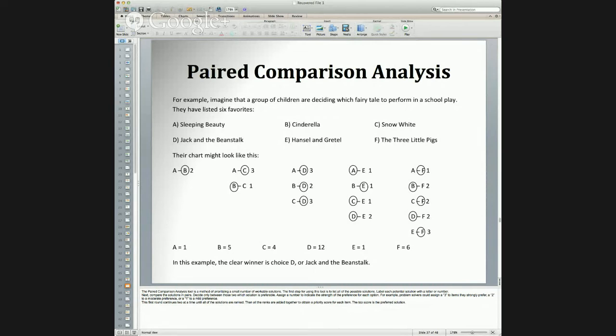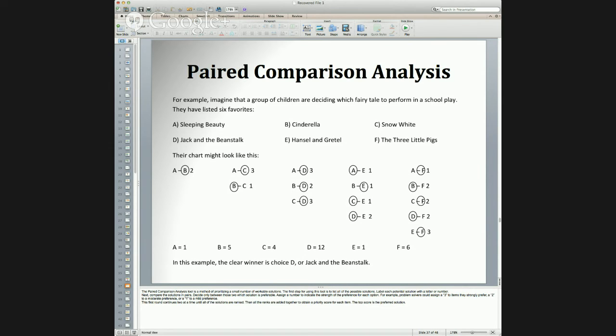Decide only between those two which solution is preferable. Assign a number to indicate the strength of the preference for each option. For example, problem solvers could assign a 3 to items they strongly prefer, a 2 to a moderate preference, a 1 to a mild preference, or 0 to an option they do not prefer. The first round continues, two at a time, until all of the solutions are ranked. Then all the ranks are added together to obtain a priority score for each item. The top score is the preferred solution.